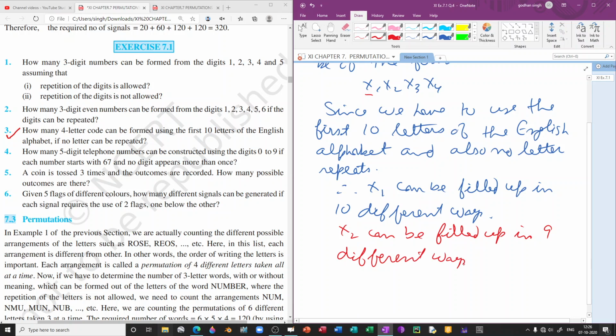Similarly, we can see for x3 also. x2 is over. Now for x3, one letter has been used for x1, one for x2. So out of 10, 2 have been used. So for x3 we will have 10 minus 2, that is 8 letters that can be used for x3. So x3 can be filled up in 8 different ways.